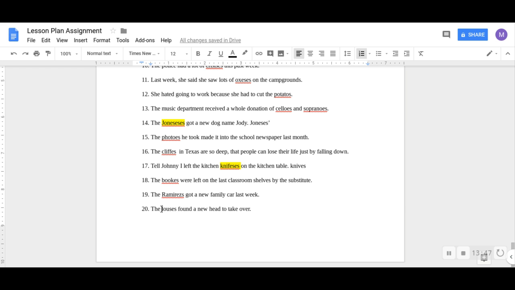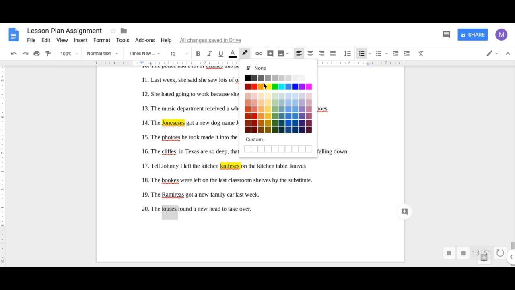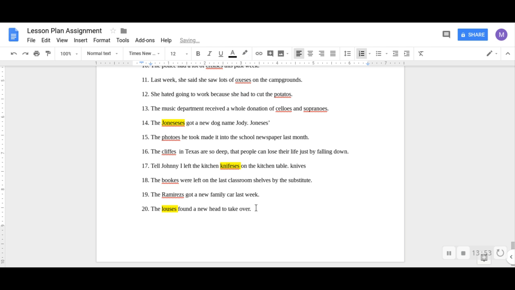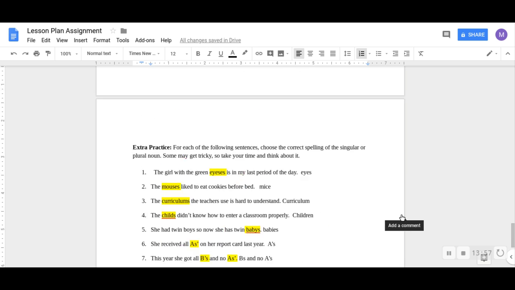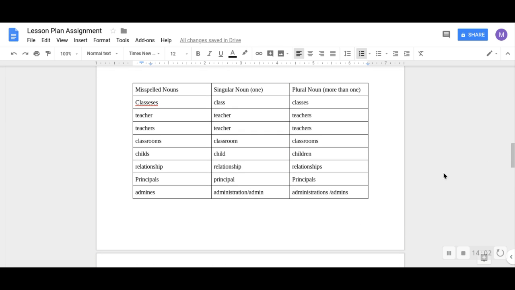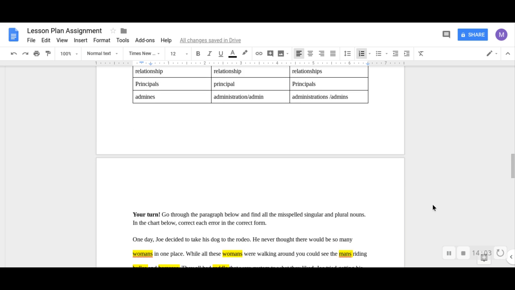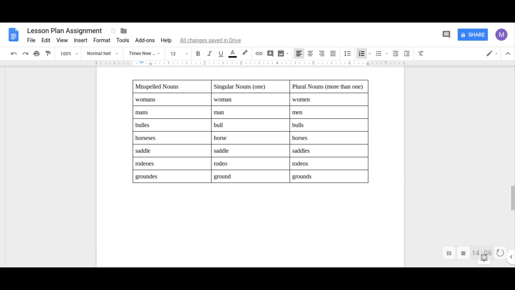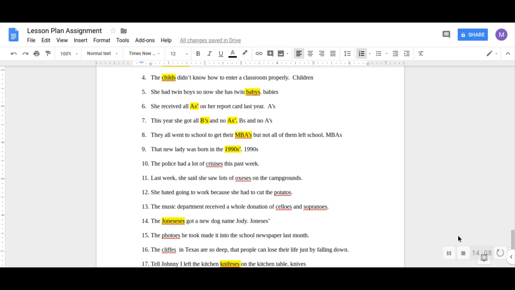We got the louses right here. The louses found a new head to take over. Ironic because it's lice. Louse is when we found one. Lice is when we found multiple. So make sure to do a chart. It makes it easier on your life. And that way you have it to go over and backtrack when you get to needing it for a test or something like that.